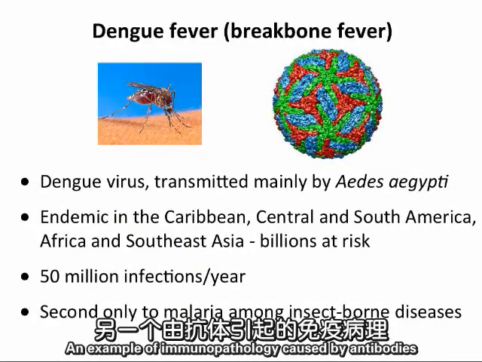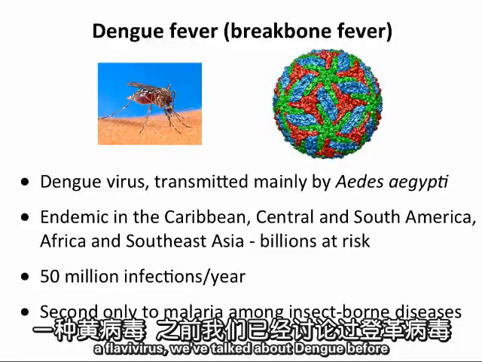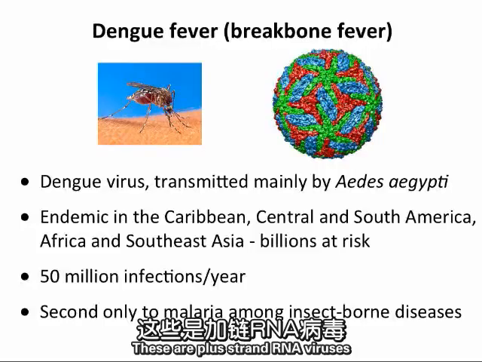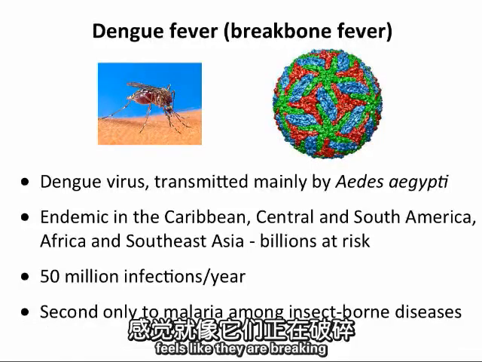An example of an immunopathology caused by antibodies is dengue fever. Dengue is a disease caused by dengue virus, a flavivirus. We've talked about dengue before. These are plus strand RNA viruses. It's called breakbone fever because your bones feel really painful. It feels like they're breaking.